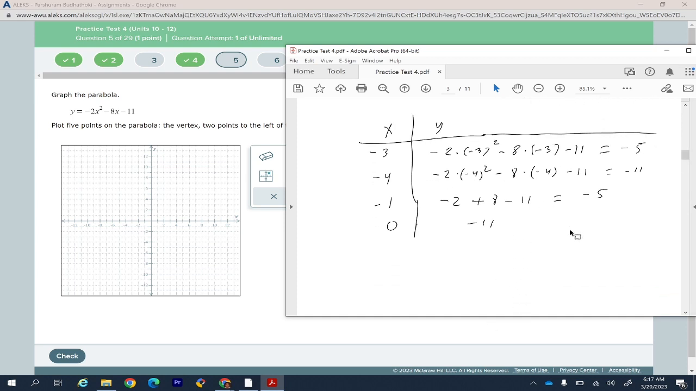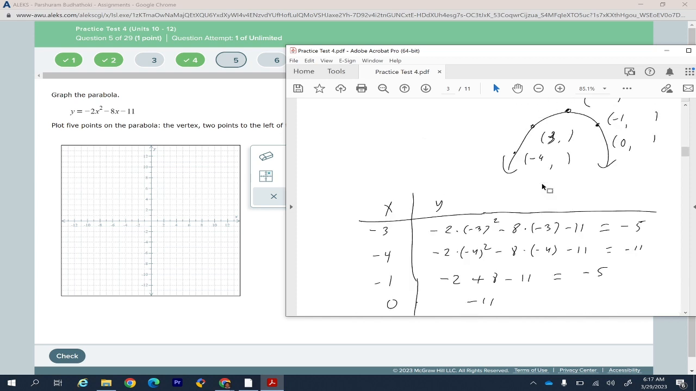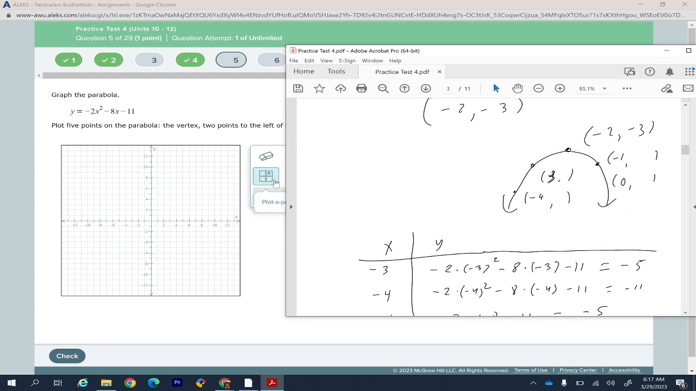Okay, so these are the points. At negative 3, the y is negative 5. At negative 4, the y is negative 11. At negative 1, the value of y is negative 5. At 0, it's negative 11. So I'm going to plot these values here with the vertex, which is negative 2, negative 3.